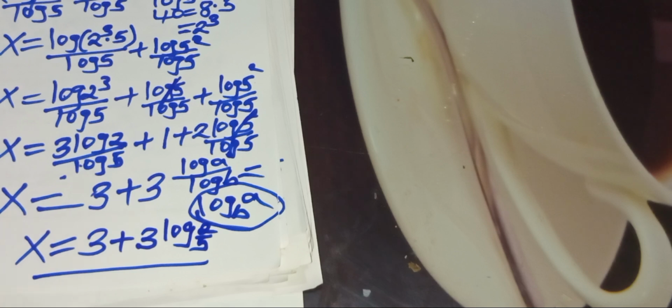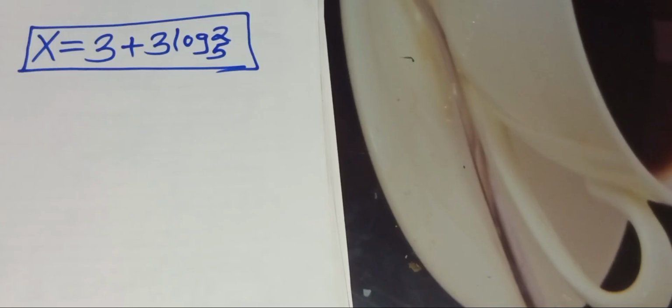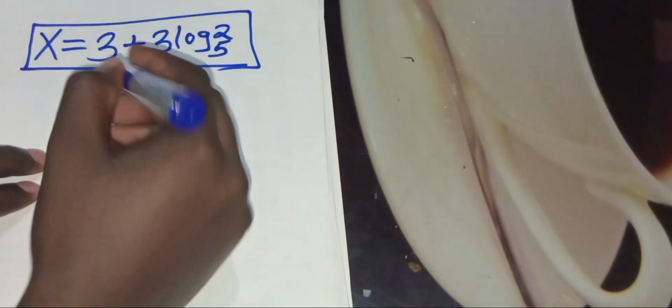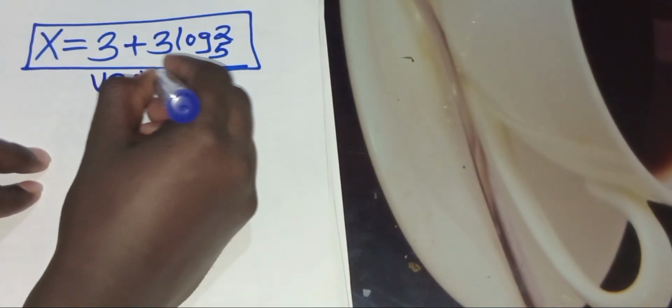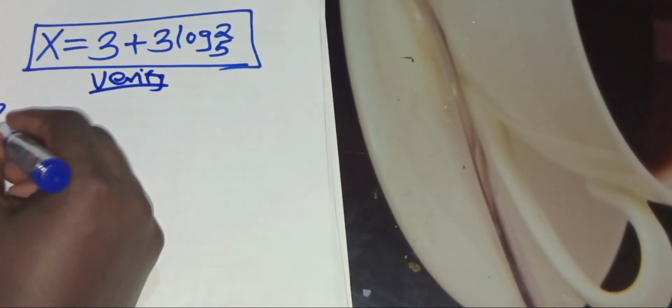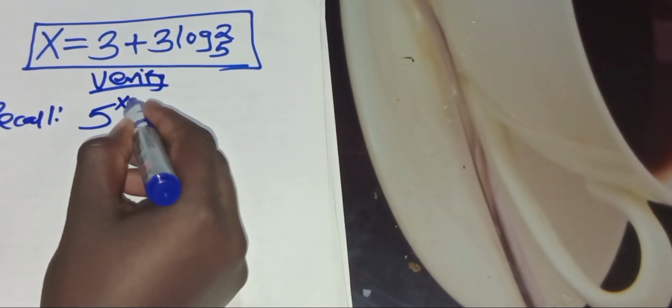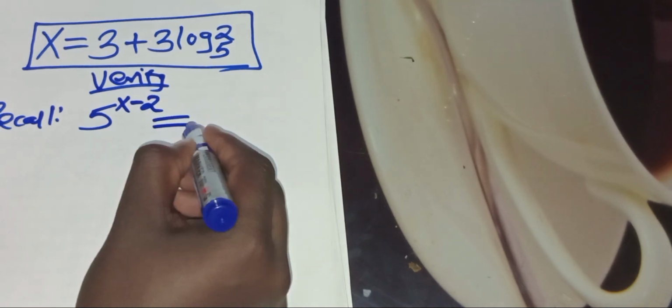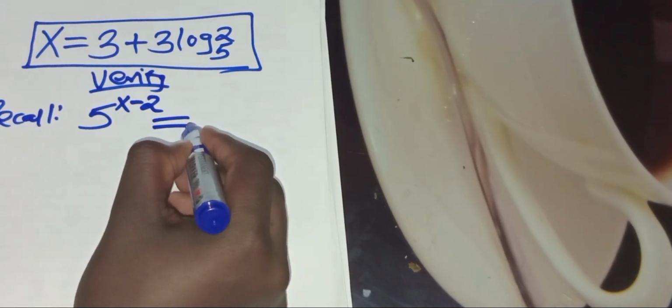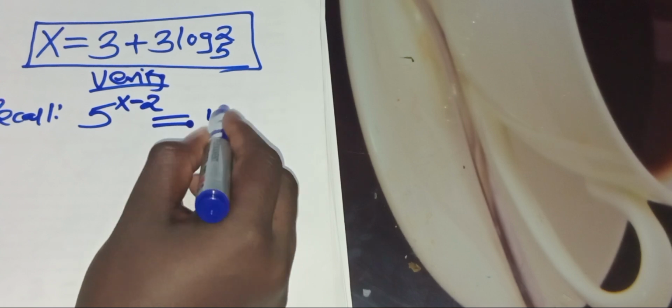Okay, so let's verify that this value of x actually satisfies the equation. All right. Now the value of x is equal to 3 plus 3 log 2 to base 5. Now let's verify or check if this value of x actually satisfies the equation. Okay, so let's verify. Now if you recall, we have that 5 to power x subtract 2. This should give us a value of 40.